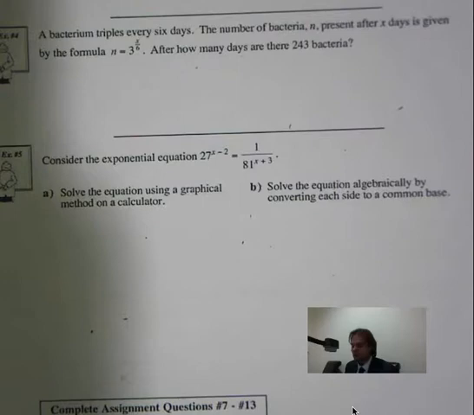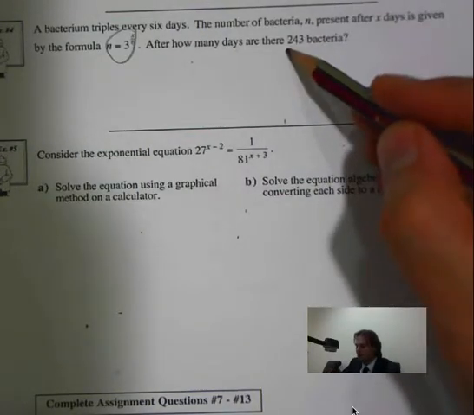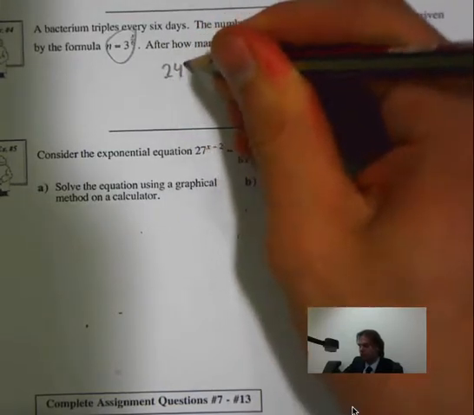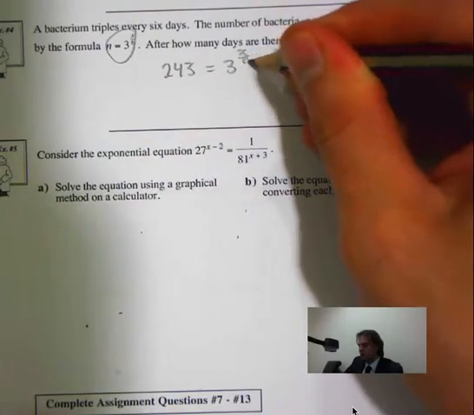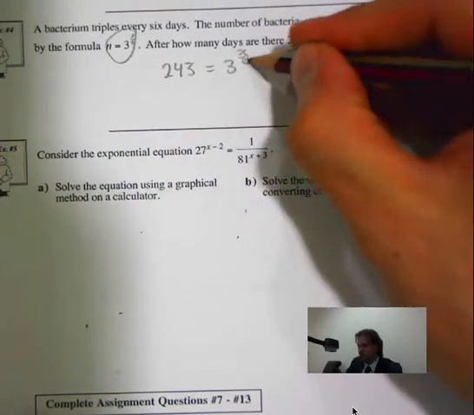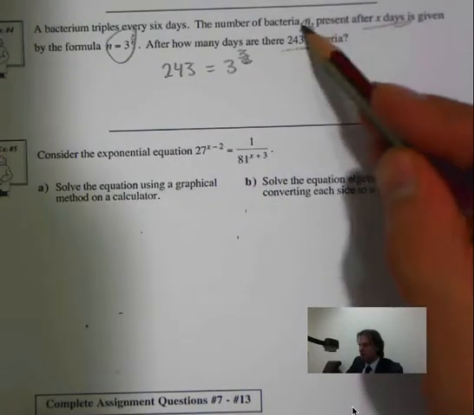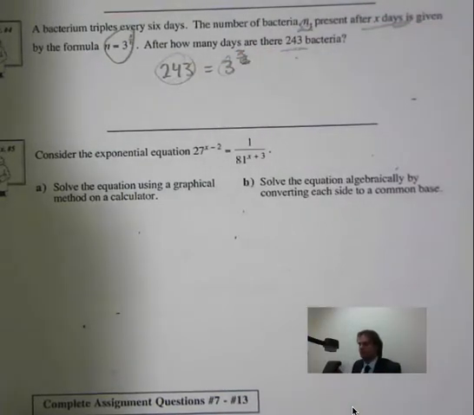Okay. So the next one is our word problem. It says the bacterium triples every 6 days. The number of bacteria n present after x days is given by the formula. So here we just look at the formula, and it wants to know after how many days will there be 243 bacteria. So we want 243 is equal to 3 to the x over 6, right? So x is days, n is bacteria. There we go. So now we need this in base 3.